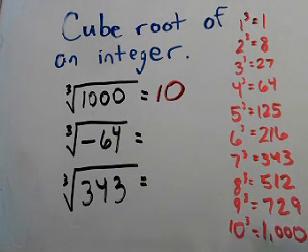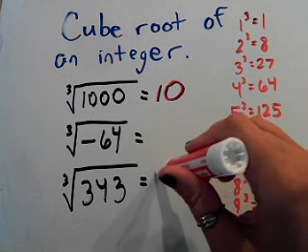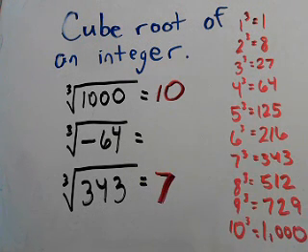Third root of 343. So there's one I probably wouldn't know off the top of my head. I could fiddle around with my calculator for a while if I'm in a class that lets me use calculators. But I have my little cheat sheet over here. I can see 7 to the third. So the third root of 343 is 7.